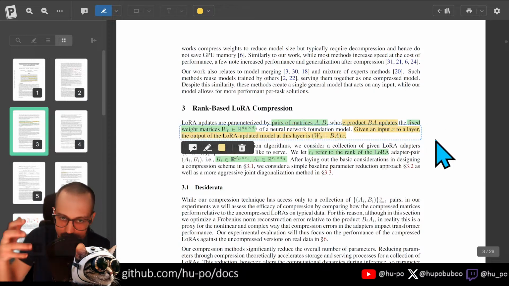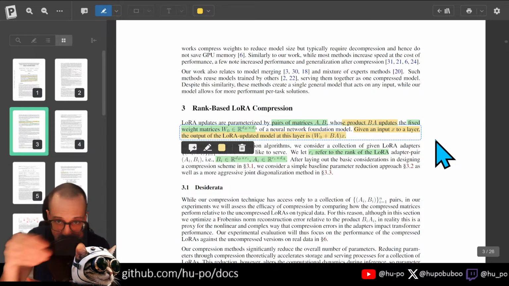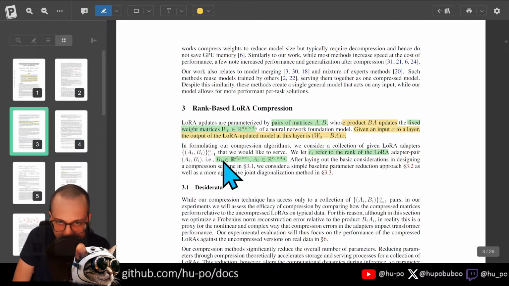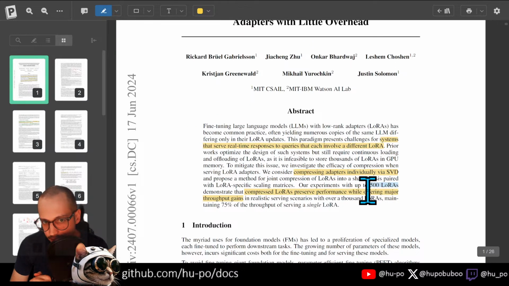So it's not like you have to load a new model into the GPU memory and then load a different model into the GPU memory. Most of the model is actually the same. Really, the only thing you need to load in and out for each different request is these little tiny matrices B and A, which are small because the dimension or the rank here is small. You see how the dimension of this W0 is dB times dA, versus here it's dB times R and R times dA. And this R is a very small number, which means that the total amount of numbers in this B and this A matrix are very small, which is why you can load them in and out quite easily. Compressing adapters individually via SVD, 500 LoRa's, compressed LoRa's, preserve performance while offering major throughput gain.